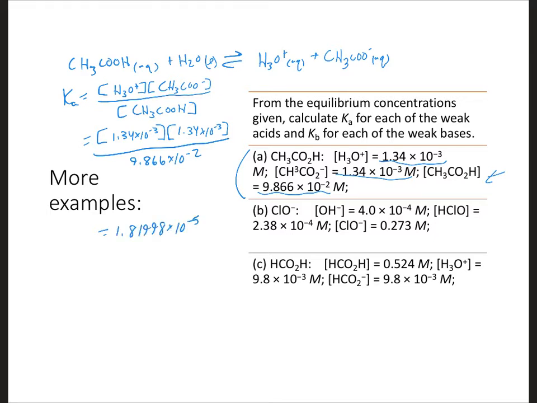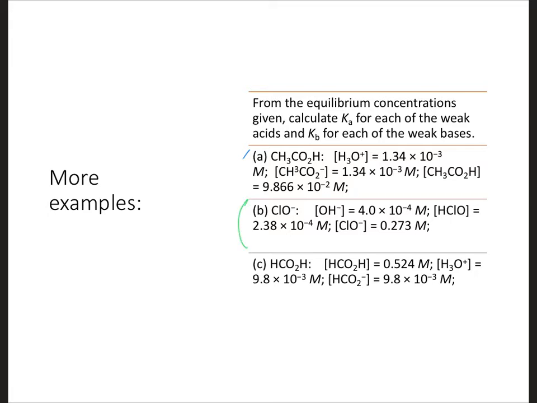Our calculator says something like 1.81998 times 10 to the minus 5, and that's not keeping track of our sig figs. We had a minimum of 3 sig figs, so let's change that to 1.82 times 10 to the minus 5, and so that is going to be the Ka for the weak acid, which is acetate. CH3CO2H is the way that they like to spell that out. So I'm going to erase this slide, and then let's work on problem B.